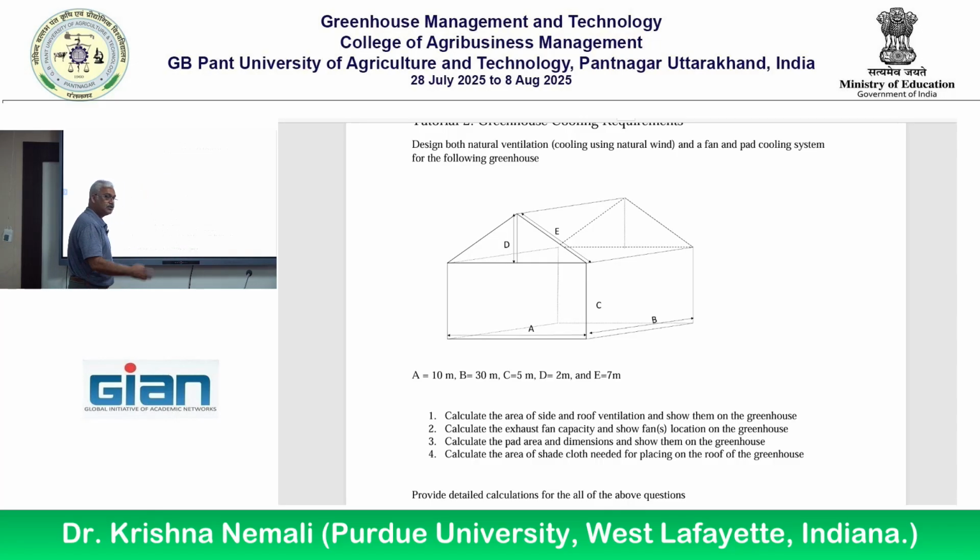Once you're done, all of you do it separately, manually, no laptops today. Just do it manually, use a calculator. I want to make sure that those concepts are cemented in your brain. If you have doubts, you can ask me. But do this calculation on a piece of paper. Nicely draw a greenhouse. Put the roof ventilation for the natural ventilation greenhouse, side ventilation. Also put the fans and pad area. Show all your calculations. I want to see them. Detailed calculations of the above questions.